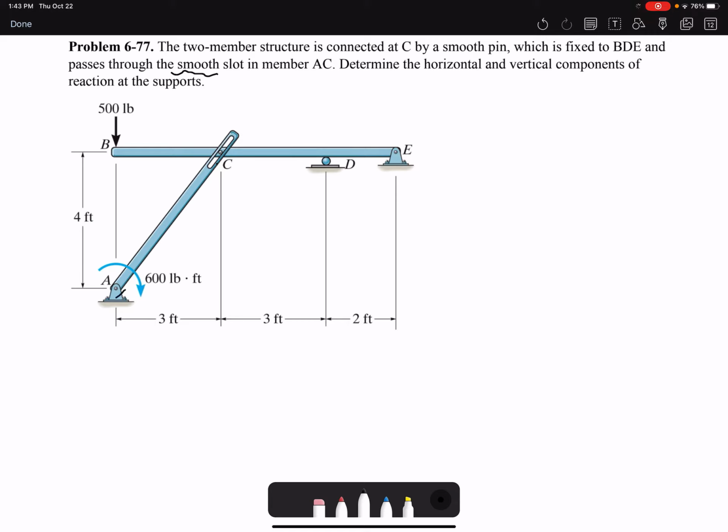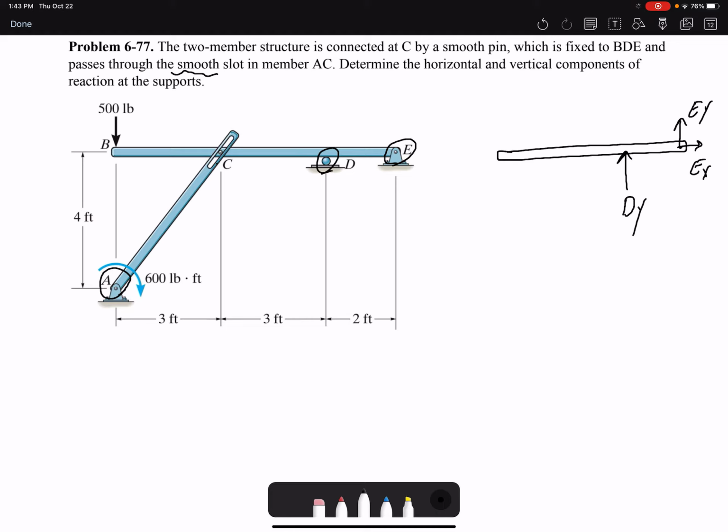So we have three supports. We have supports at A, at D, and at E. So the first step is to draw the free body diagram. Because we have two members, we're going to have two free body diagrams. We have reaction forces at E, Ex and Ey, and then support D is a roller, so it only has a reaction in Y direction.